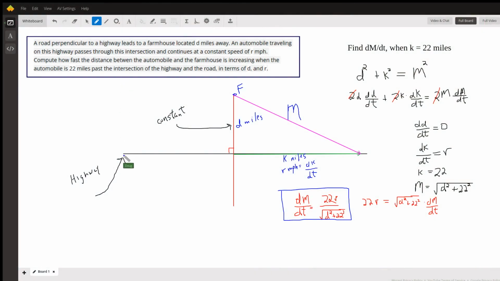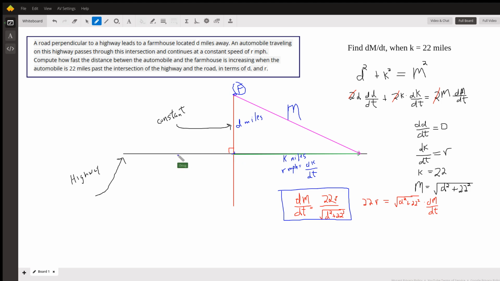Okay, here's a diagram representing the situation. This is the highway. This red line is the road that's perpendicular to the highway. And here's the farmhouse, D miles from the highway. Notice that the highway and the road are perpendicular.